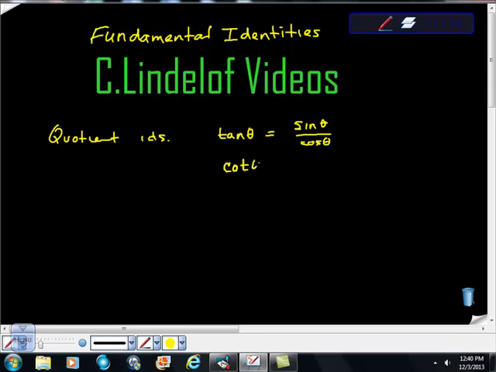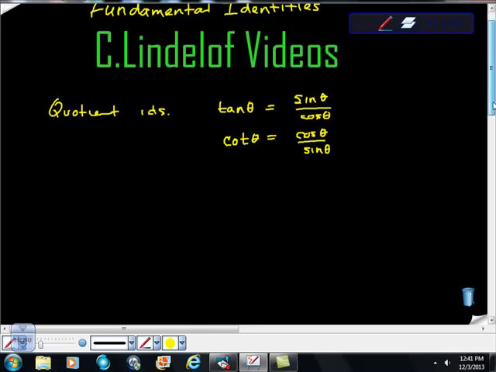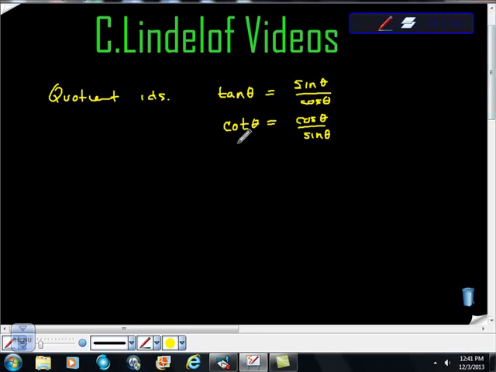Then the cotan of theta is cosine theta over sine theta. What I'm hoping that you're doing or that you're going to do is make flashcards or whatever it takes for you to memorize these things. So here are those first two, and they're called the quotient IDs. Then come the reciprocal IDs.